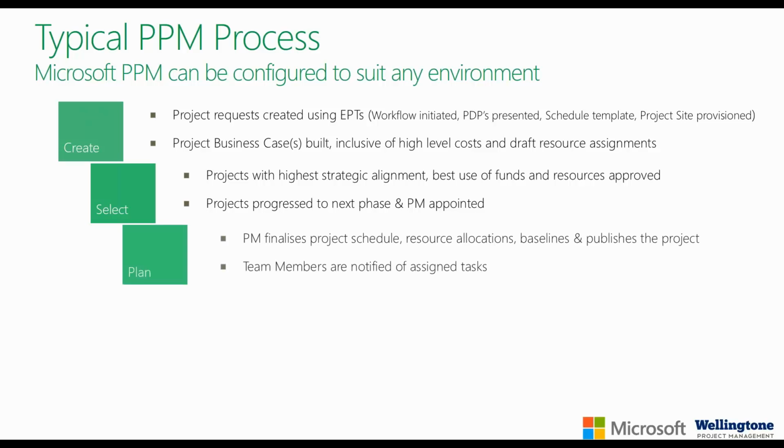The projects that are approved are then progressed on to the next phase, and a project manager would then be appointed. In the planning phase, that's where the project manager would really finalize the project schedule, and again remember that it was based upon a template, and they would also finalize any resource allocations. They would then baseline the project, and then they would publish the project to Project Online. And it's when you actually publish the project on the system that it effectively goes live.